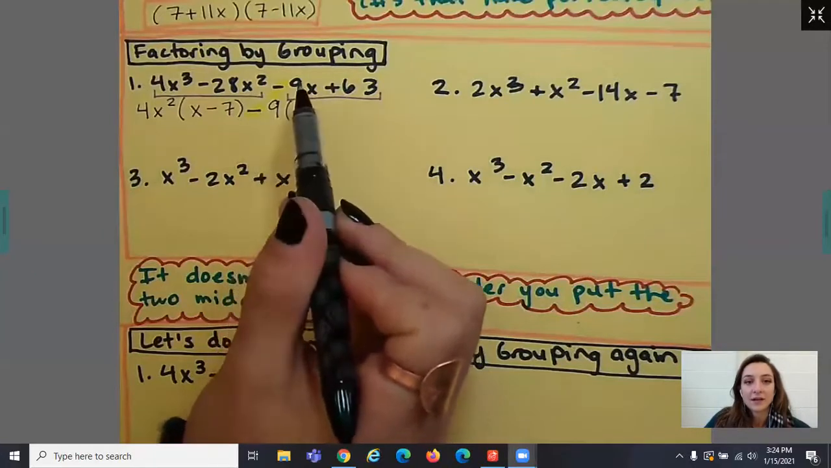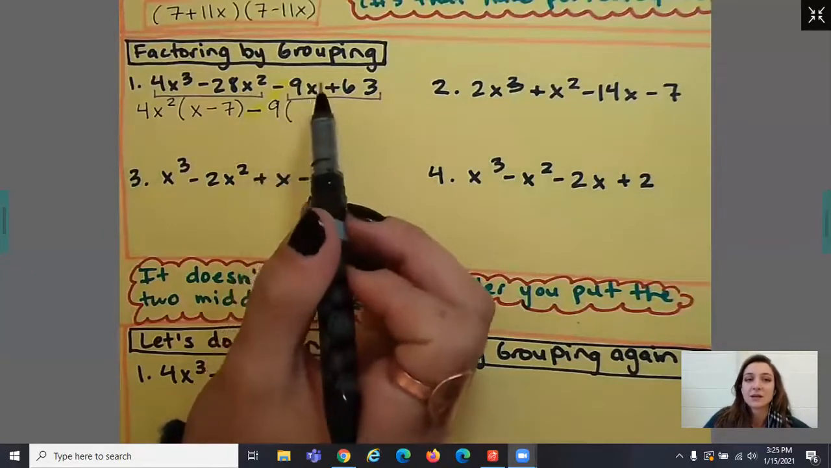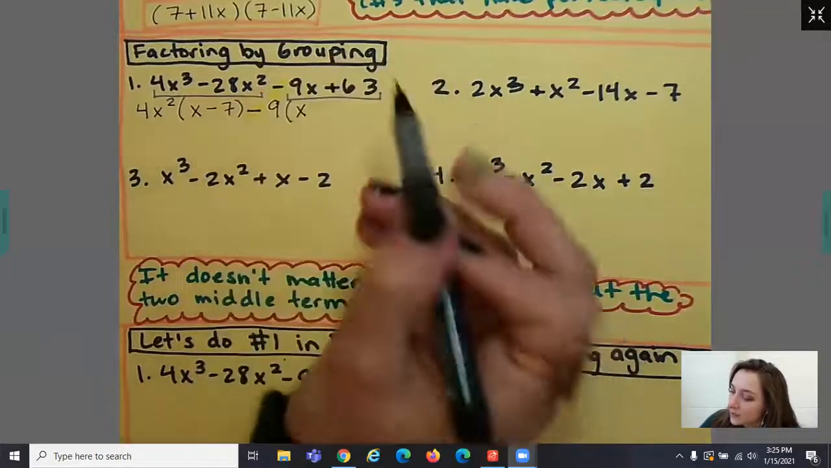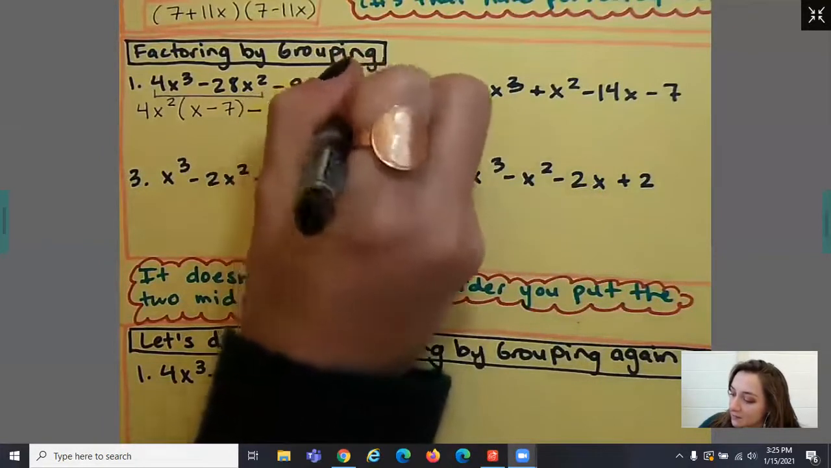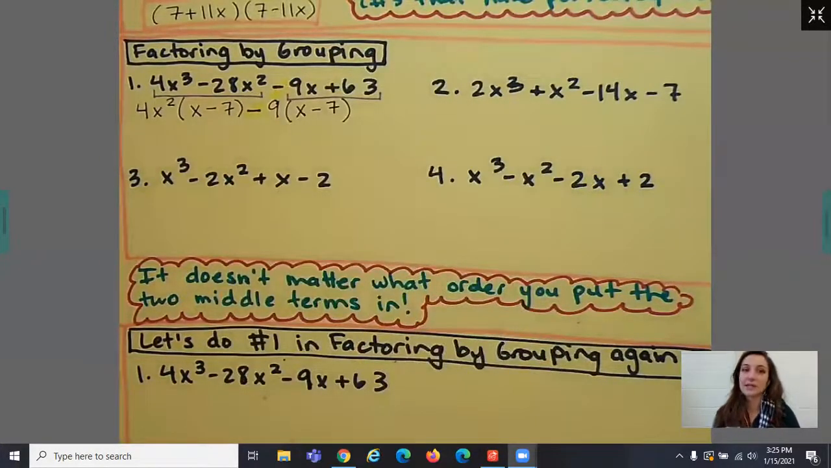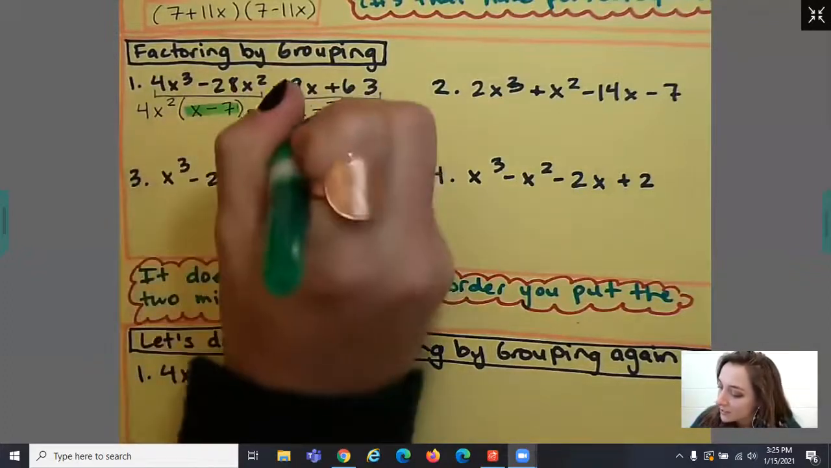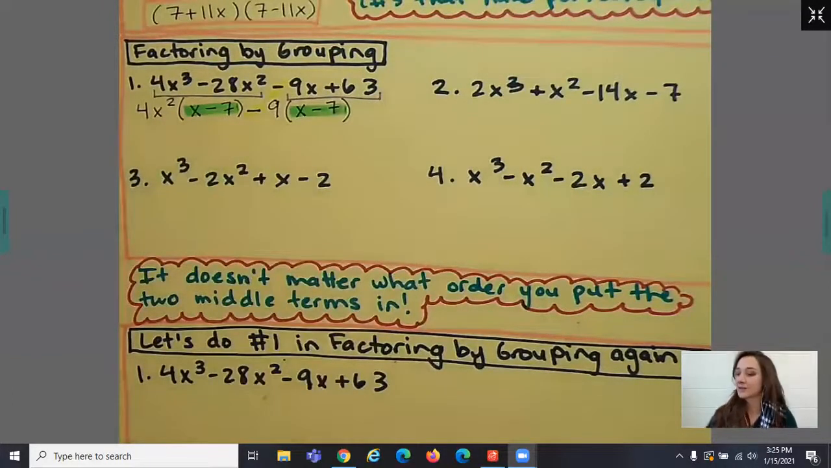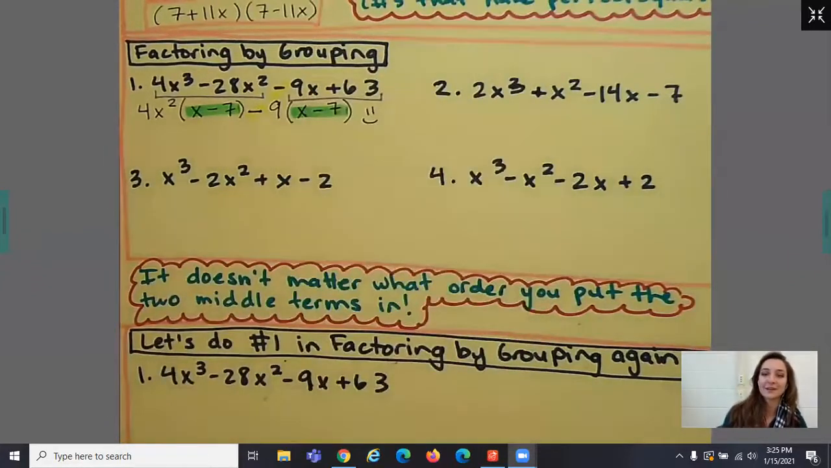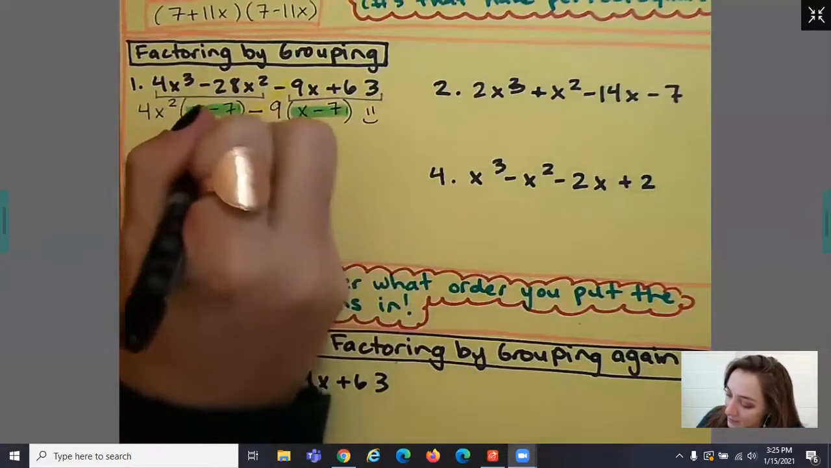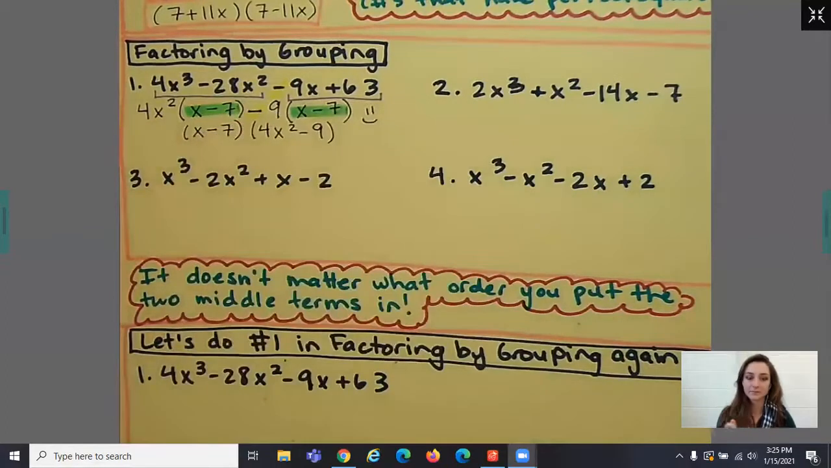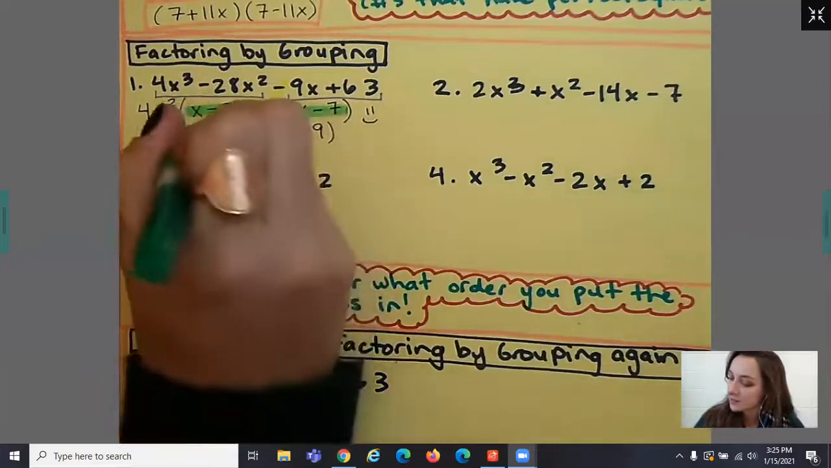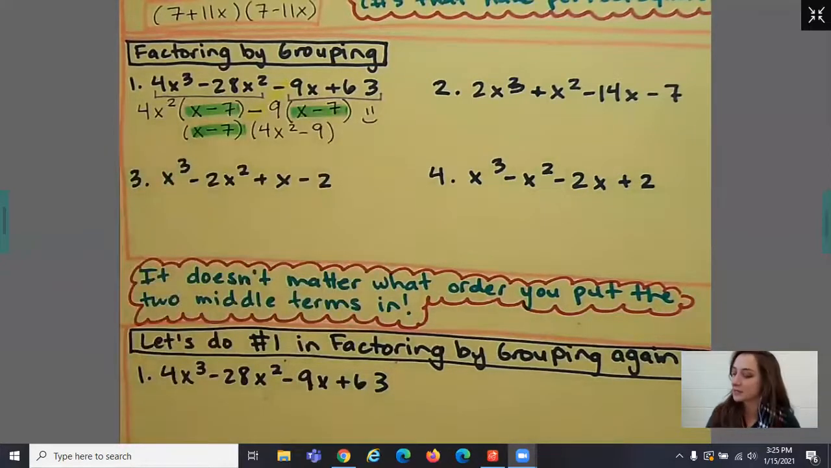So since we pulled out negative 9, negative divided by a negative is a positive, so we're going to get positive x. And then 63 divided by negative 9 is going to give us negative 7. You know that you did this correctly if you get the same factors on the inside of the parentheses. So we got x minus 7s together. That means that we did this correctly. We can draw a little smiley face. And guess what our factors are? One of our factors is x minus 7, and the other is 4x squared minus 9. So we have x minus 7, and we also have 4x squared minus 9.